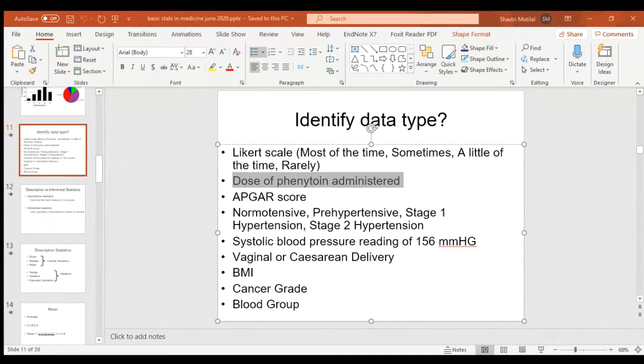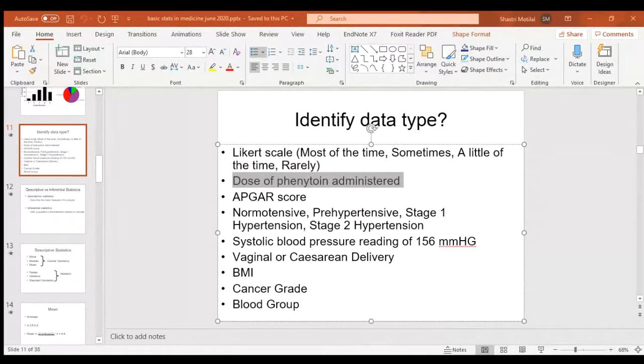Dose, phenytoin, quantitative. Right. So what do you all see? The dose of phenytoin a patient gets. This is something you would measure in milligrams.